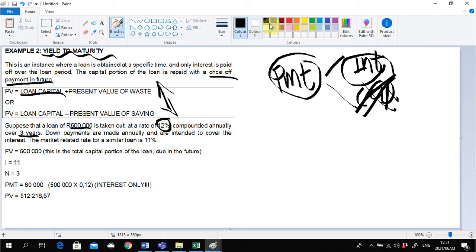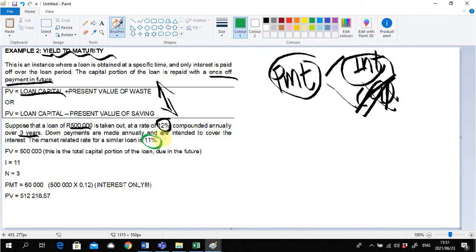All right. Now I'm going to go back. I just want to select another color. I want to go back to my original explanation here where I said the present value that you're trying to calculate when you calculate your yield to maturity is the loan capital portion plus the present value of money wasted, or it is the loan capital that you need to pay in future minus the present value of the money that you've saved. So how do you know whether you've saved money or whether you've wasted money? Well, you need to go and look at the two percentages that are given to you, and these will be an indication. So the market expects of you to pay an 11% interest, right?